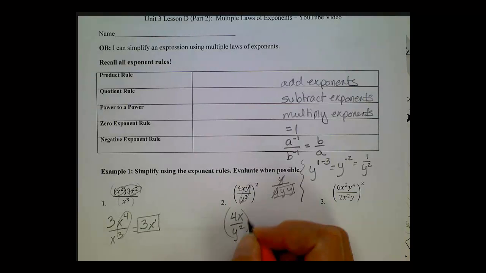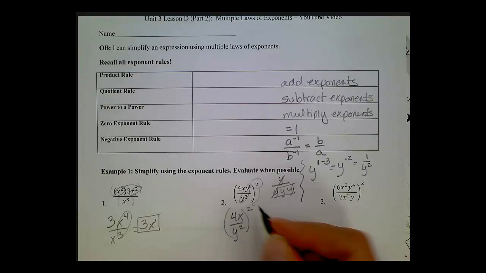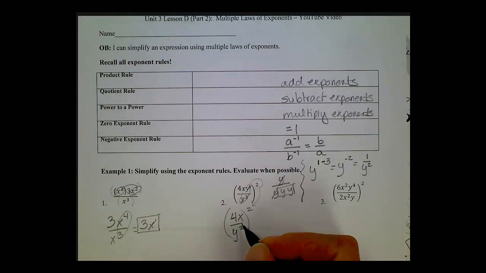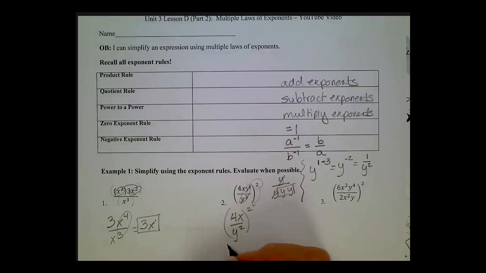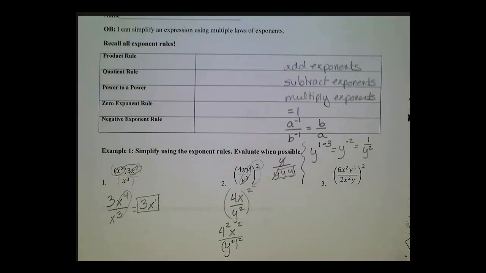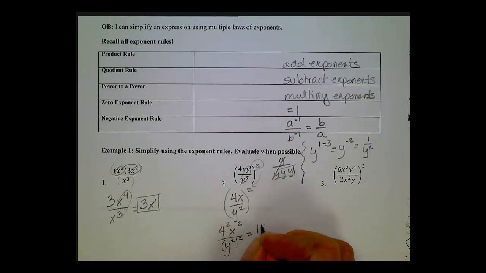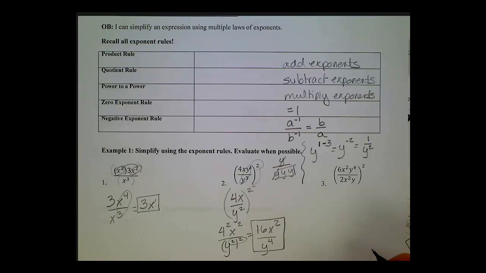And again, we're raising this all to the second power. We don't want to lose sight of that. Now that everything is simplified on the inside, I'm going to raise everything to the second power. Do a quick rewrite. 4 squared, x to the first squared, all over y squared squared. Okay, let's just simplify. 4 squared will give us 16. X squared stays x squared. When we have a power to a power like we do down here, we multiply. So 2 times 2 will give us 4. And we have 16x squared over y to the 4th.